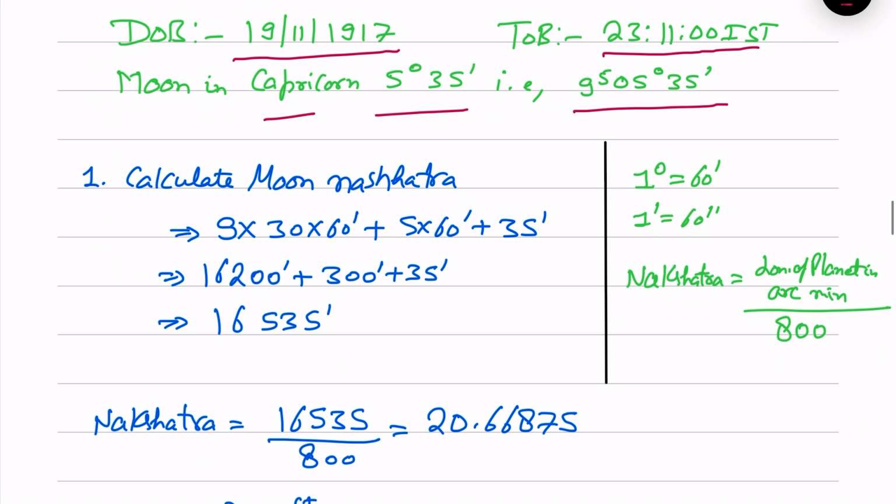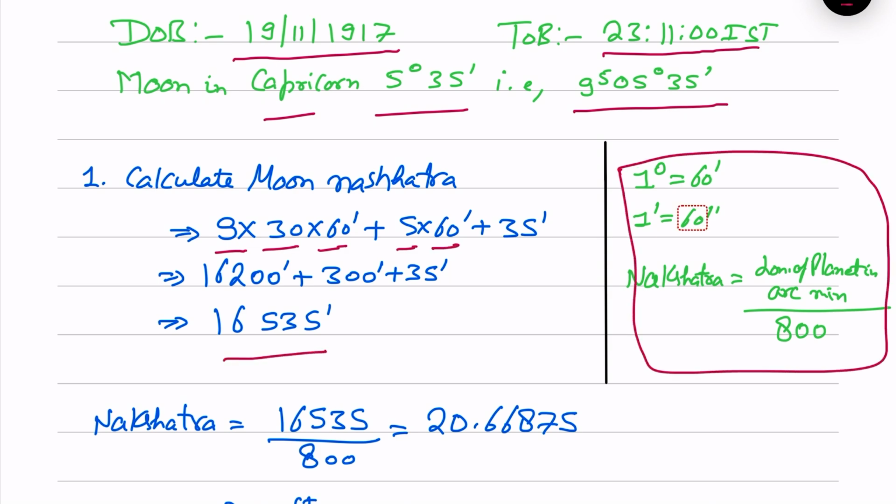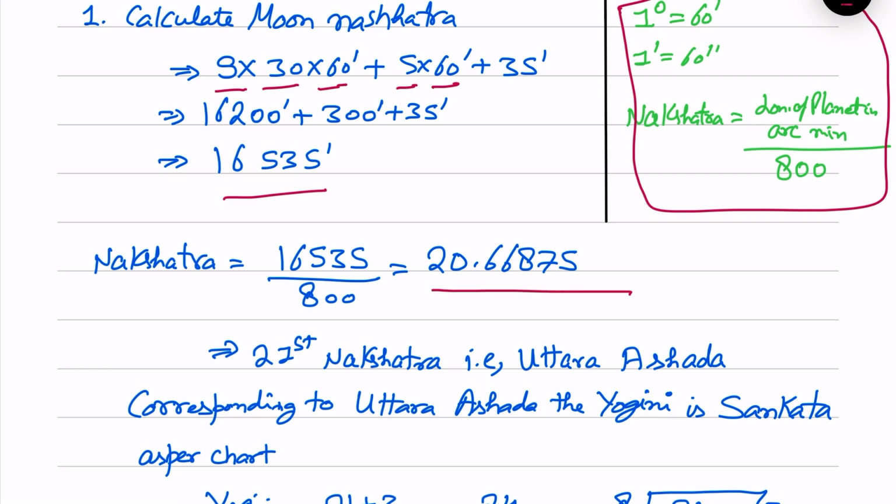You can calculate the nakshatra using the traditional method: convert everything into arc minutes and then divide it by 800, and whatever nakshatra value comes in fraction, that nakshatra will be running. So we convert 9 signs into degrees, because one sign is equal to 30 degrees, and 1 degree is equal to 60 arc minutes. So we are converting like this. 5 degrees into 60 is again arc minutes, and so we get this. The nakshatra value is 20.66875, which means the 21st nakshatra is running at the time of birth.